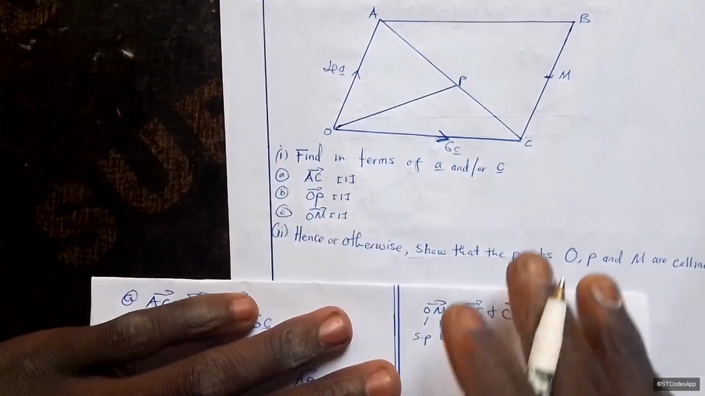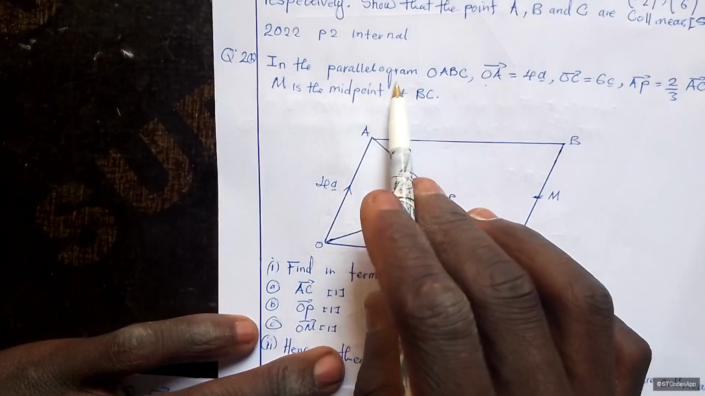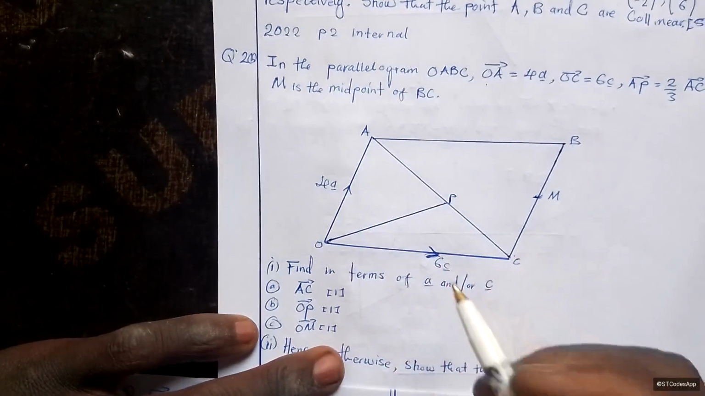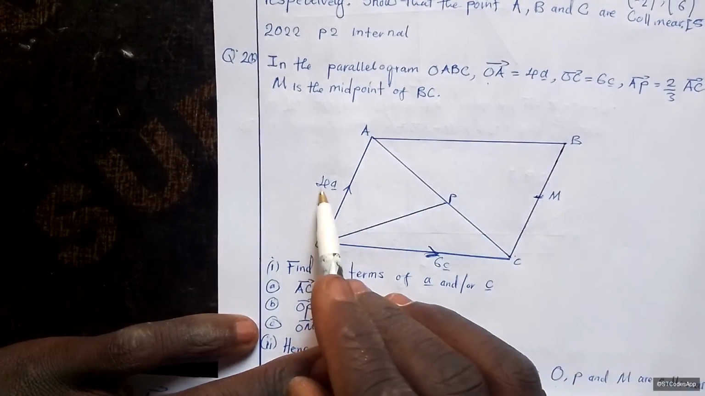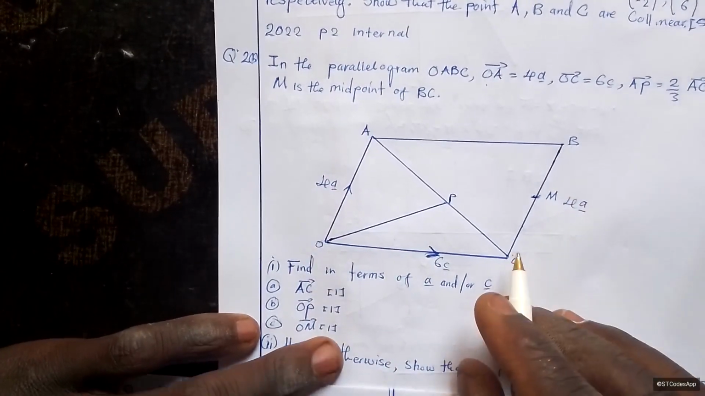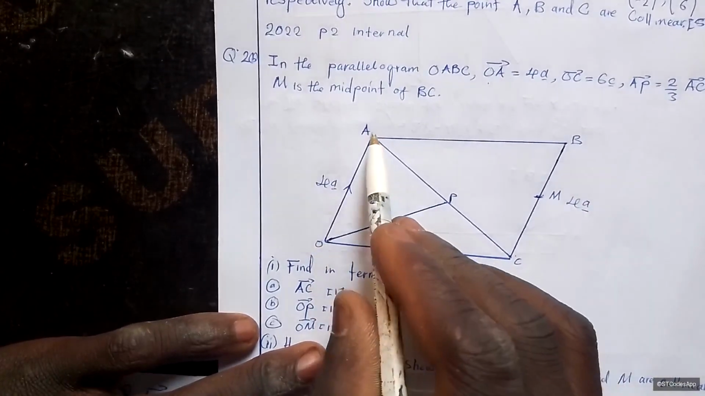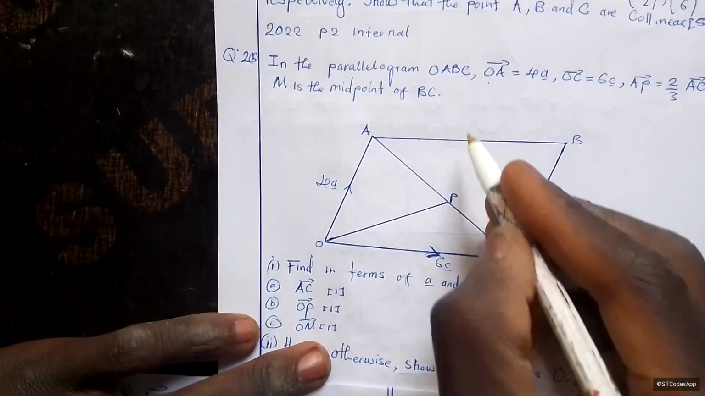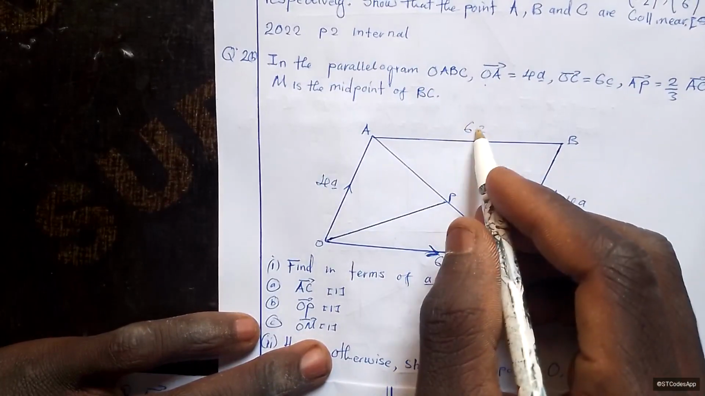Now, as you can see, in the statement they have mentioned that this one here is a parallelogram. And parallel lines have the same vectors. So this line here is parallel to this one here. If this one is 4a vector, even this one here is going to be 4a vector. Even this one, OC, is parallel to AB. So these two have the same vectors. So this one here is also 6c vector.